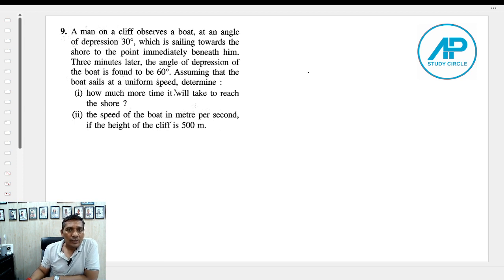So without wasting much time, I am trying to solve this question, a different question from the other questions, and you must see the question very, very carefully.